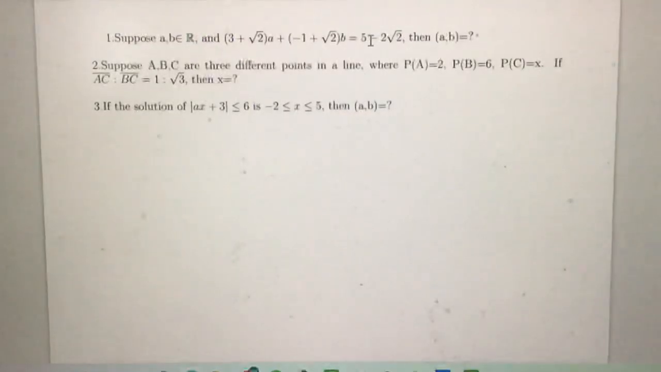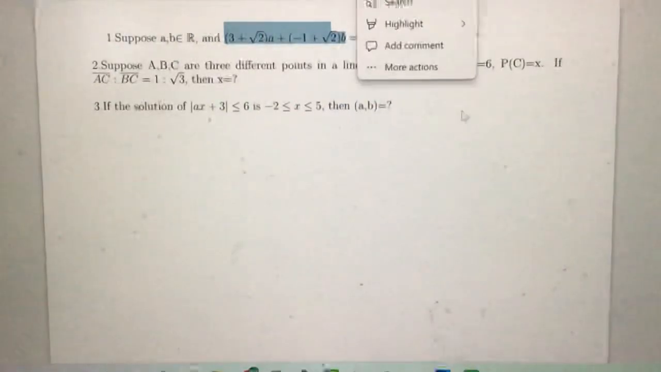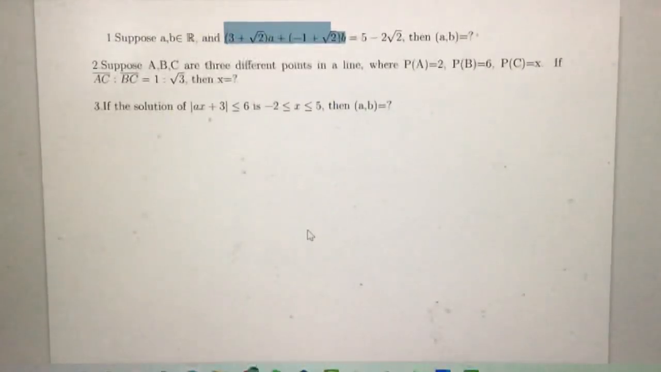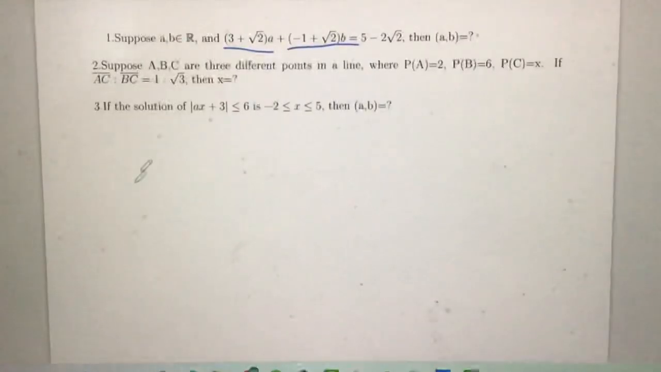So, the first problem, it says suppose A and B are real numbers, and this one equals 5 minus 2 times square root 2. Then what are A and B? So for this problem, we can do it like this. We can multiply this one and this one. So what does that mean?